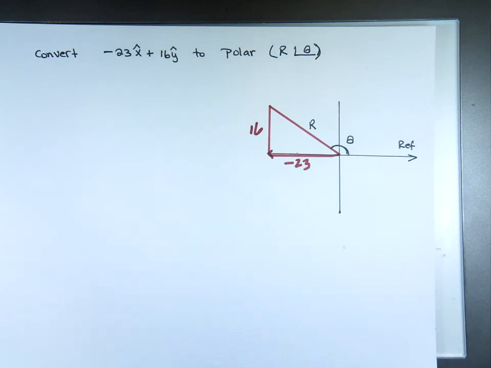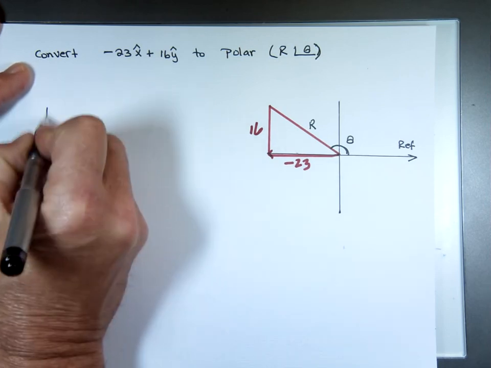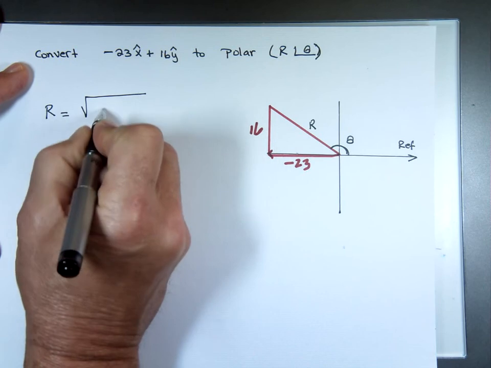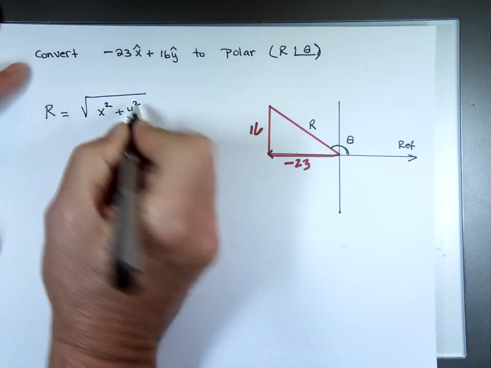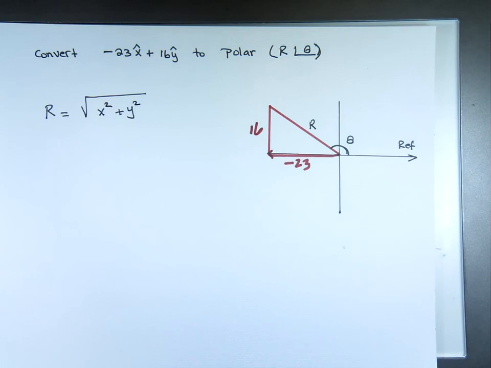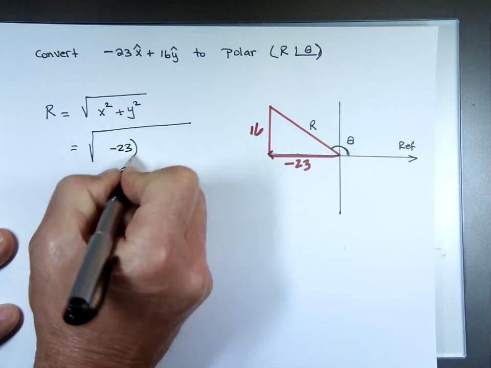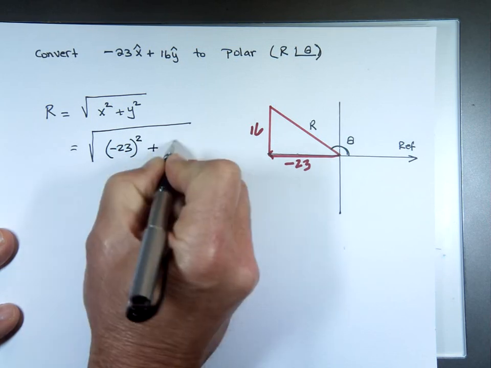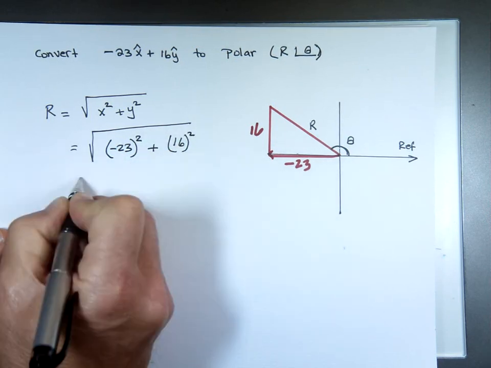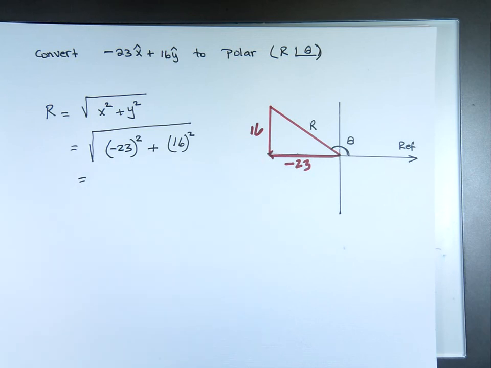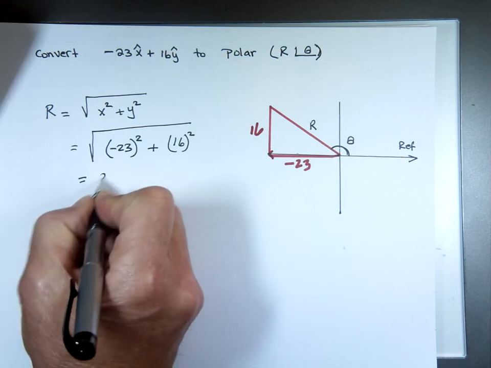So I go, well, that's easy. To find r, it is the square root of the x value squared plus the y value squared. So that will be what? The square root of negative 23. When you write negative 23, make sure you put it in parentheses. Square root of parentheses negative 23 squared plus 16 squared. I got 28.018.